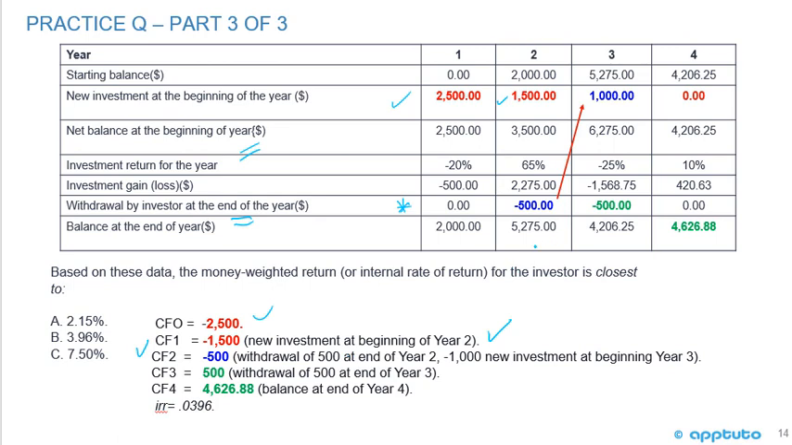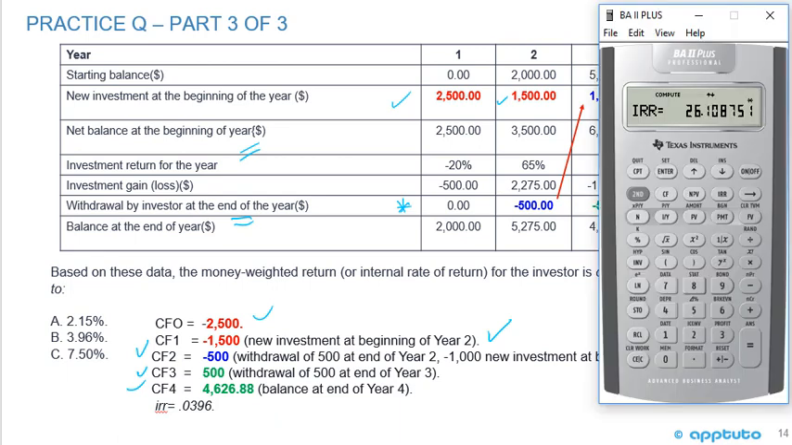Okay. So then, of course, we had the positive 500, which I put in green. That's the withdrawal at the end of year 3. And then no new investment in year 4. But you have to know the balance at the end of the 4 years. So you have your 4626.88.